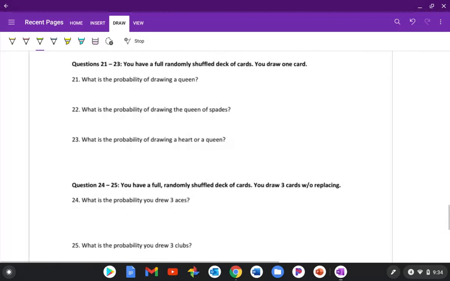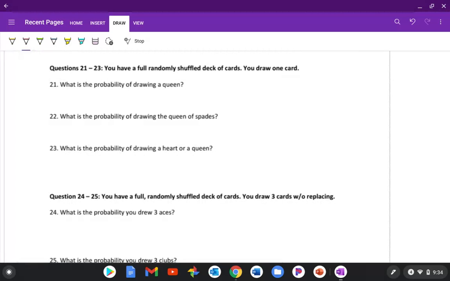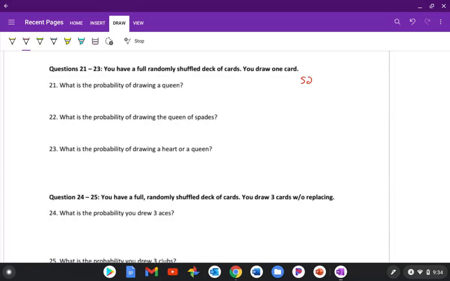And then we've got some cards questions. For this, remember just some key things. There's 52 total cards. There's 4 of each number, right? So there's 4 2s, 4 3s, 4 4s, 4 5s, 4 jacks, 4 queens, 4 kings. All that. So 4 of each number or face card. Remember, there's also 4 suits. There's 2 red suits, 2 black suits. So do your best on those.